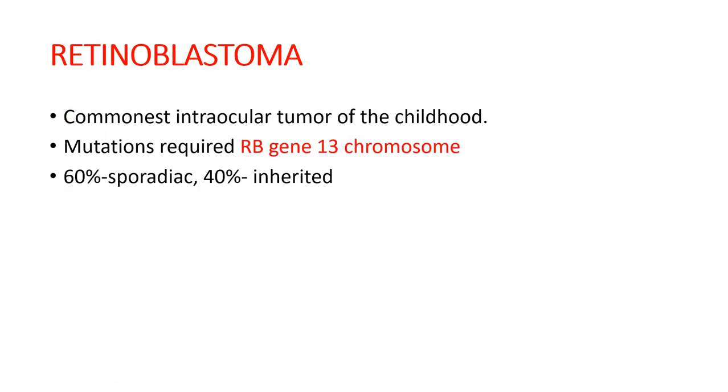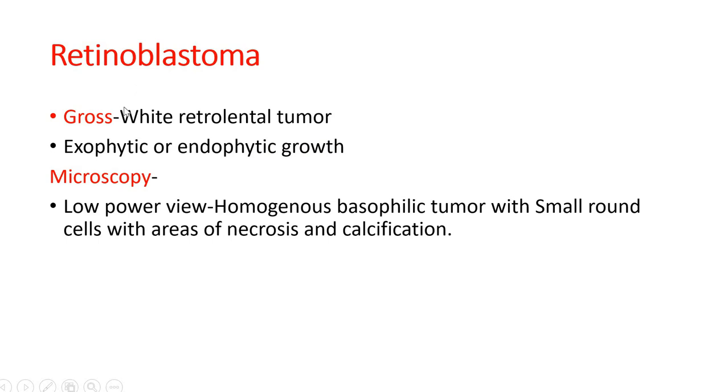Grossly, retinoblastoma is seen as a white retrolental tumor, and it can be seen as an exophytic or an endophytic growth. In microscopy, you will typically see homogeneous basophilic tumor cells, small round cells with areas of necrosis and calcification. There is a group of tumors called small blue round cell tumors, and one of the tumors which fits into that category is retinoblastoma, because if you see it in low power, they just occur as small blue round cells. But when you go into high power, you will see the characteristic pattern, and then you can identify it with the history.